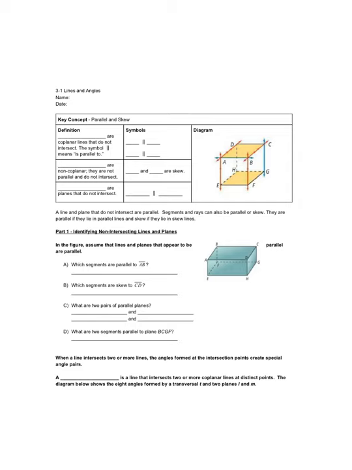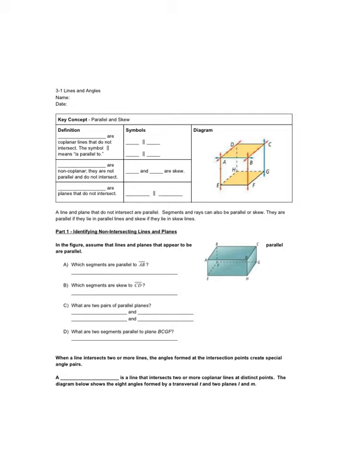We just took our chapter 1 test, so we're going to go ahead and move on to chapter 3. And 3.1 is lines and angles. Okay, so here we have some definitions. We're going to name our definitions that correspond to the diagram.